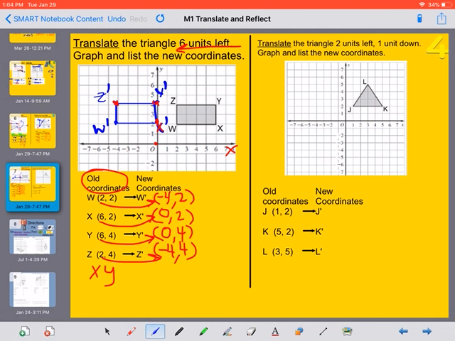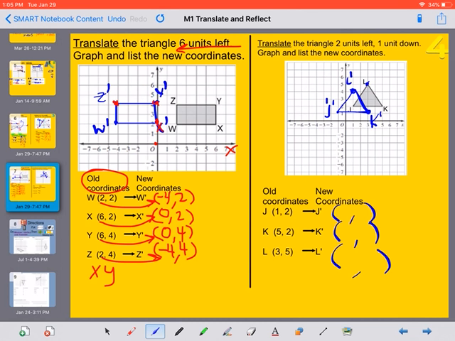Next, last one here, translate or move the triangle 2 units left and 1 unit down. Graph and list the new coordinates. So I'm going to start here. We're going 2 to the left, 1, 2, and 1 down, right there. So there's our new point. That's L prime, we moved L. J, 2 to the left and 1 down, right there, it's J prime. And then K, 2 to the left and 1 down, that's K prime. Same figure, just moved a little bit left and a little bit down.